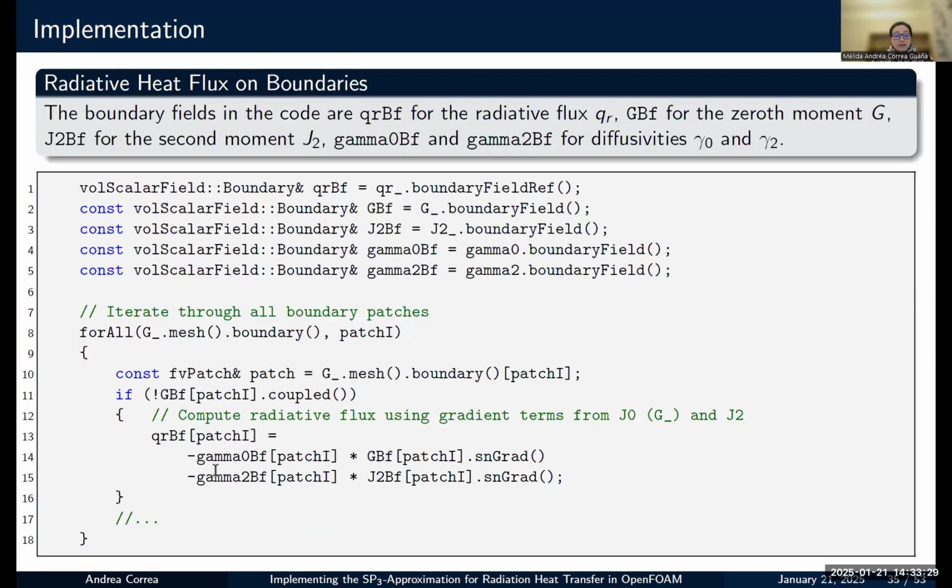If we continue in this part, the radiation flux is calculated at the domain boundary using gradients of G. This is for these boundary fields for the radiative flux, and this is the boundary for the gradients of G, the zero moment, sorry, and this is the second order moment. This is the boundary for the gamma. This is the coefficient, and this iterates over the boundary patch, differentiating between coupled and uncoupled patches, because it's important to remember that we need to solve in a coupled way.